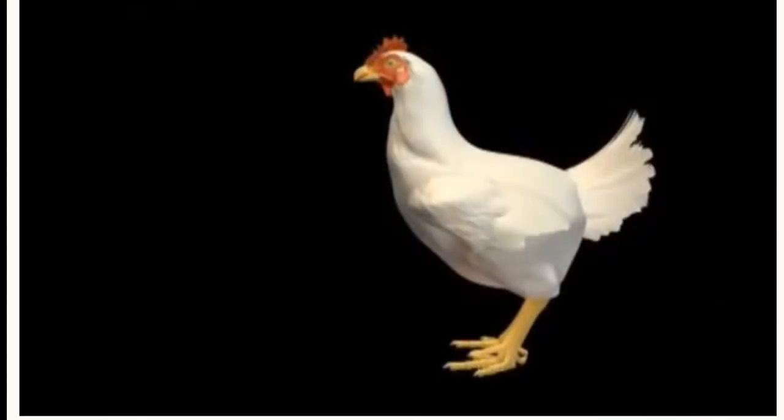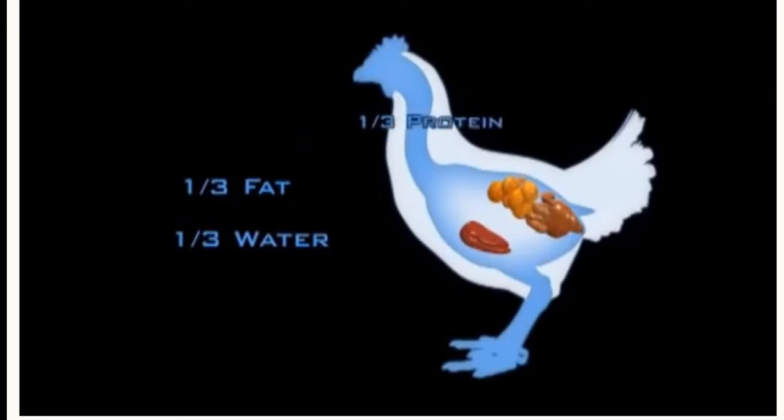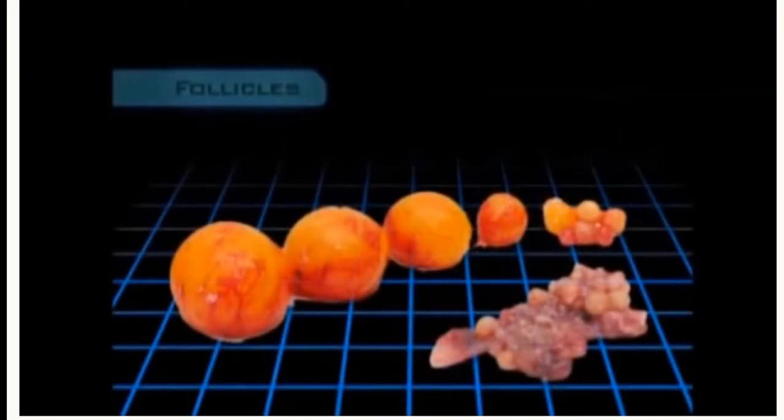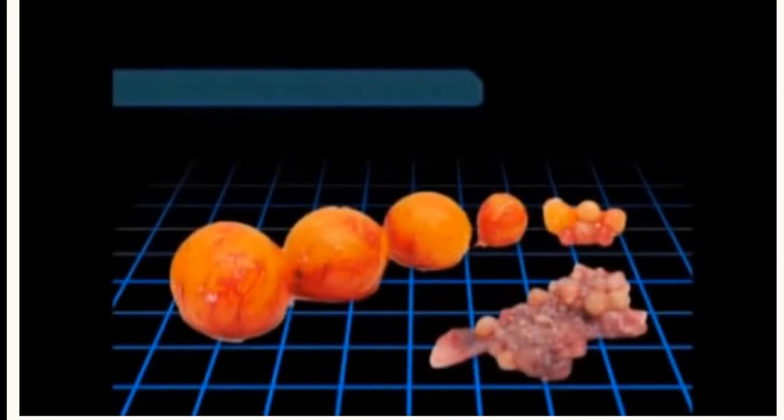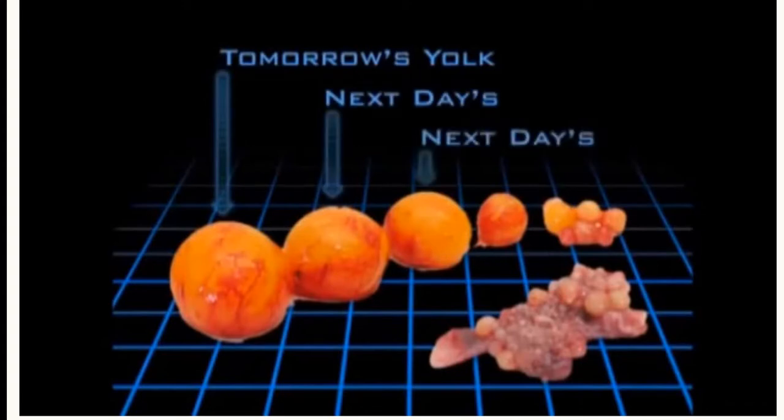When a hen is actively laying, nutrients from the food she eats are converted into the building blocks of egg yolk. These building blocks, 1/3 protein, 1/3 fat, and 1/3 water, are then carried by the bloodstream from the liver to the ovary. In the ovary, tiny tissue bags called follicles fill with yolk and grow. The largest follicle on the ovary will release the yolk of the egg the hen will lay tomorrow, while the next largest will produce the next day's yolk, and the next largest will yield the next day's yolk, and so on.